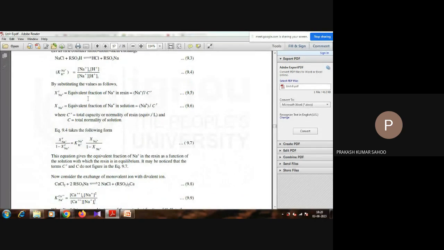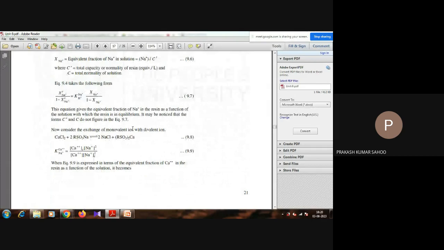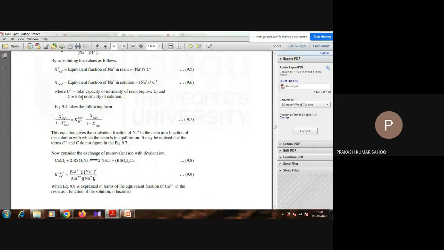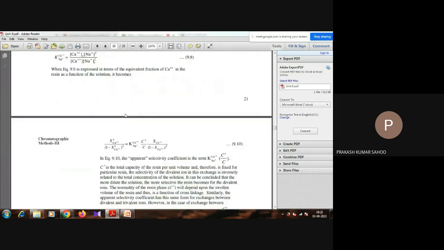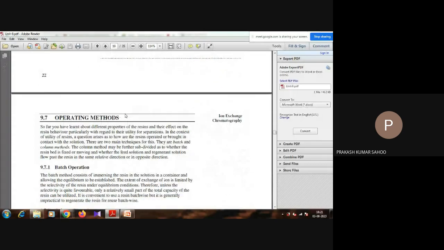Then these are the terminologies. Then we have equations like this: the equivalent fraction of sodium in resin divided by 1 minus the equivalent fraction of sodium in resin, equal to KH+/Na+, that is the distribution coefficient, times X Na+ divided by 1 minus X Na+. So these are the equations of your resin capacity. Then we have the operating method.